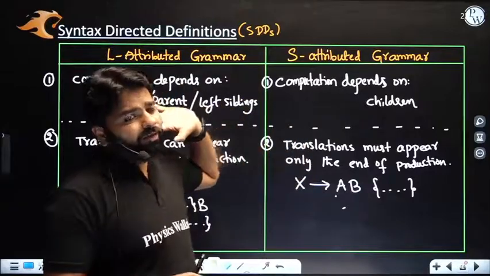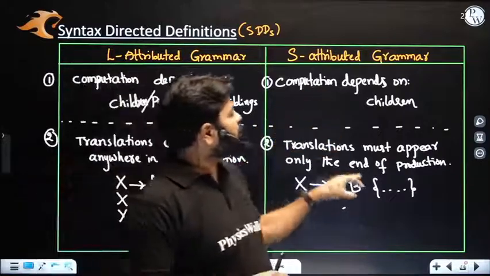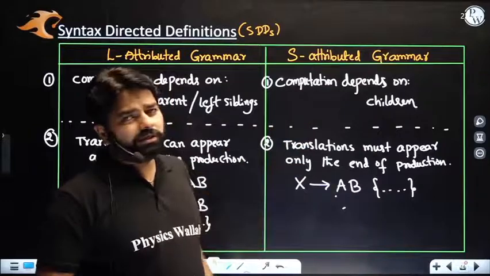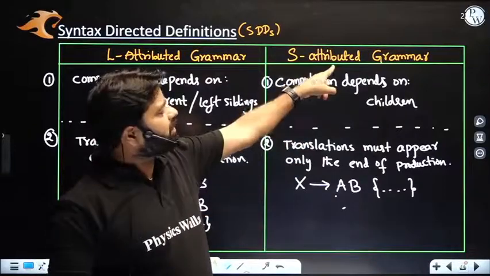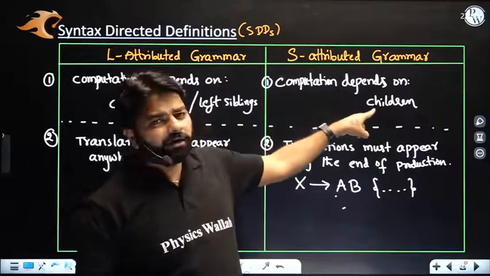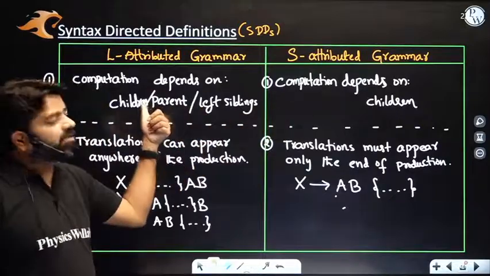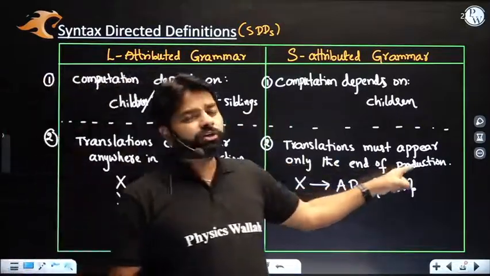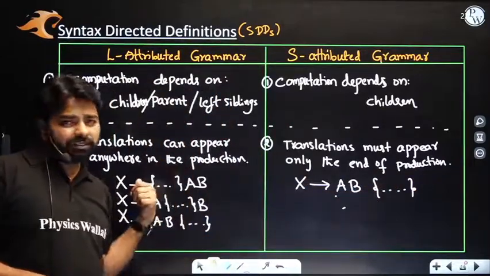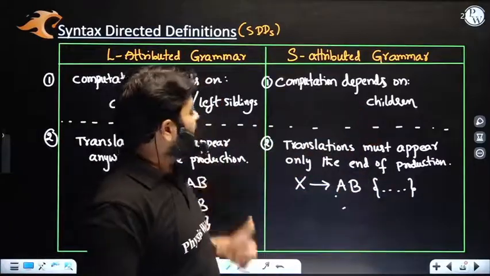When we say the definition following, if it is following these two points, then we say L-attributed. If you are following these two points, we say S-attributed. There is a relation. If it is following these two points, it is S-attributed grammar. If the grammar is S-attributed, can I call it L-attributed? Because this is depending on only children, but this can depend on any of these three. So if I am following only children, I am also satisfying this. Here, translations should appear only at the end, but here anywhere, so if I am appearing at the end, I am still satisfying this. Somehow, every S-attributed grammar is also an L-attributed grammar.